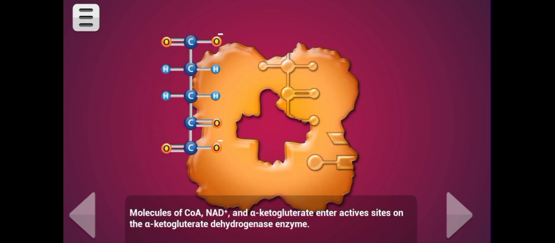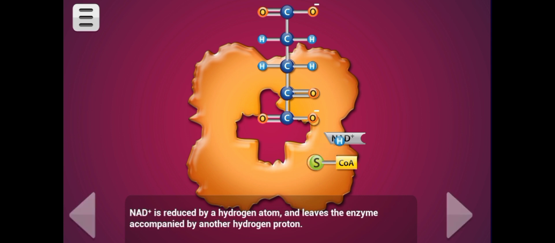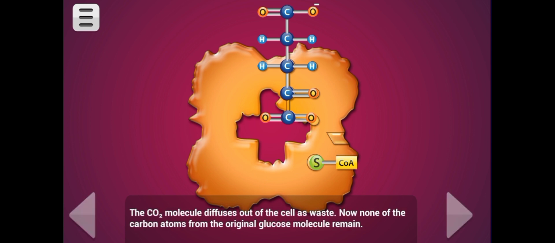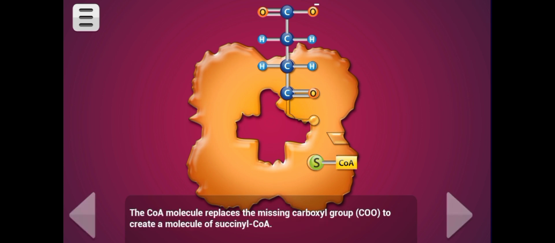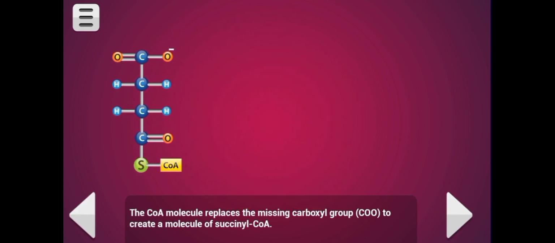Now, the molecules of CoA, NAD positive, and alpha-ketoglutarate enter active sites on the alpha-ketoglutarate dehydrogenase enzyme. NAD positive is now reduced by a hydrogen atom and leaves the enzyme, accompanied by another hydrogen proton. The instability caused by this NAD-positive reduction helps initiate the decarboxylation of alpha-ketoglutarate. Thereafter, the CO2 molecule diffuses out of the cell as waste. Now, none of the carbon atoms from the original glucose molecule remain. The CoA molecule replaces the missing carboxyl group to create a molecule of succinyl-CoA.